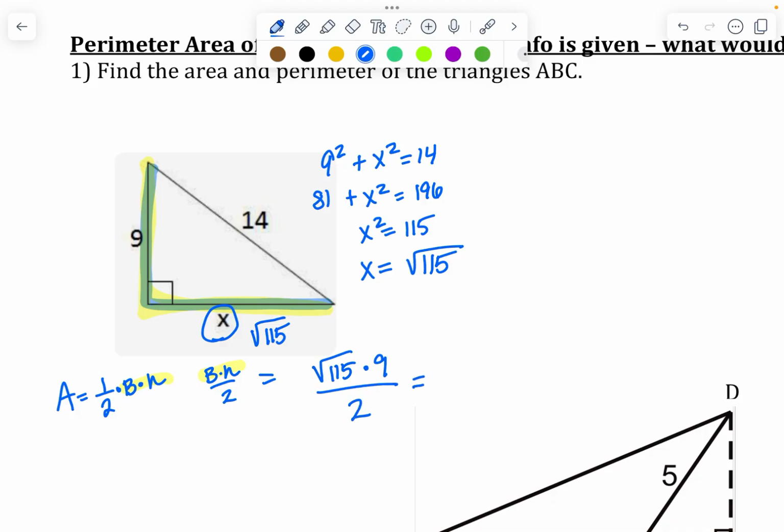Now, just remember properties of roots. You can't multiply numbers that have roots and numbers that don't have roots. So to multiply 9 times root 115, we would just smush them together and leave it like that.